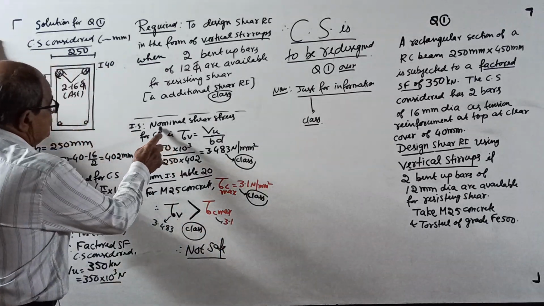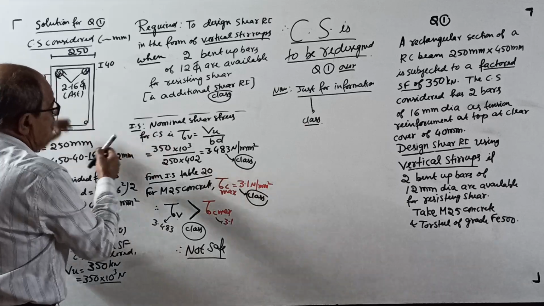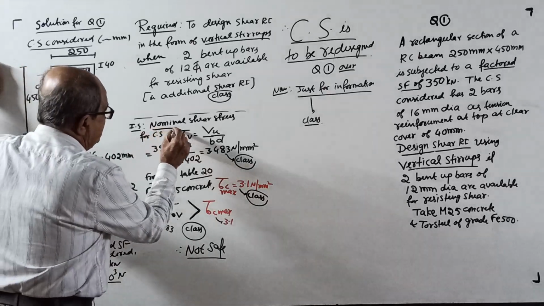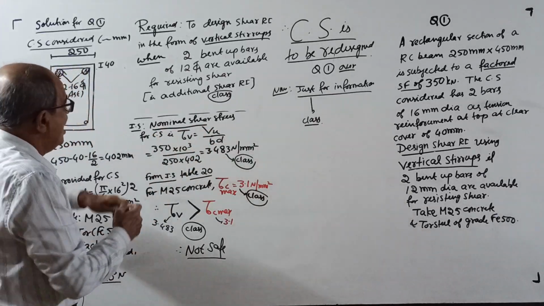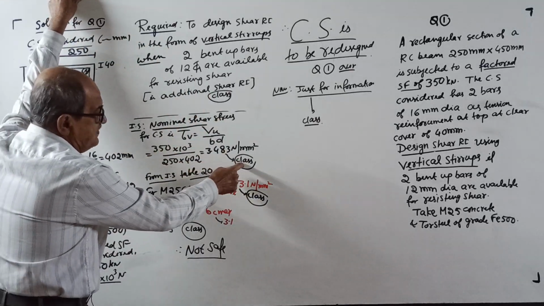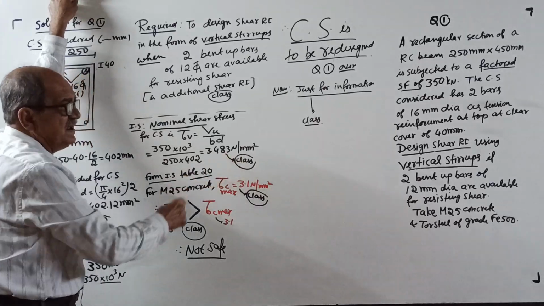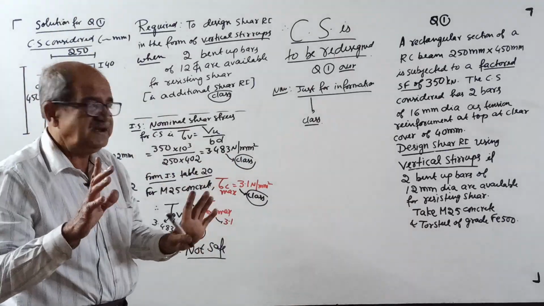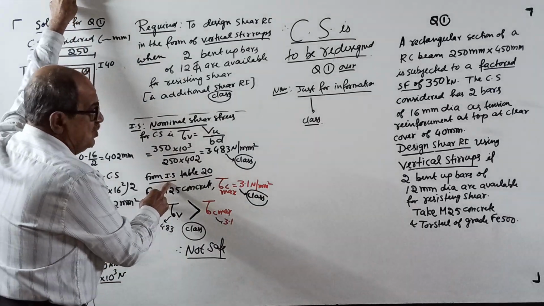First, as usual, nominal shear stress. I told you, it is not this. Sorry, I am telling this for the 10th time. Nominal shear stress means the actual shear stress to be resisted, 3.483. Class, this much shear stress the cross section has to resist. Refer to IS code.